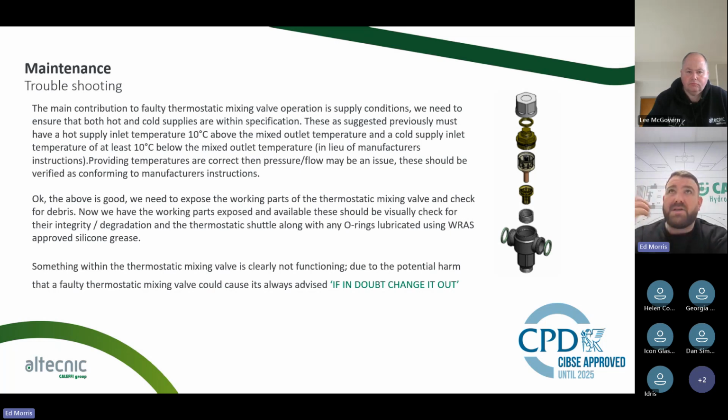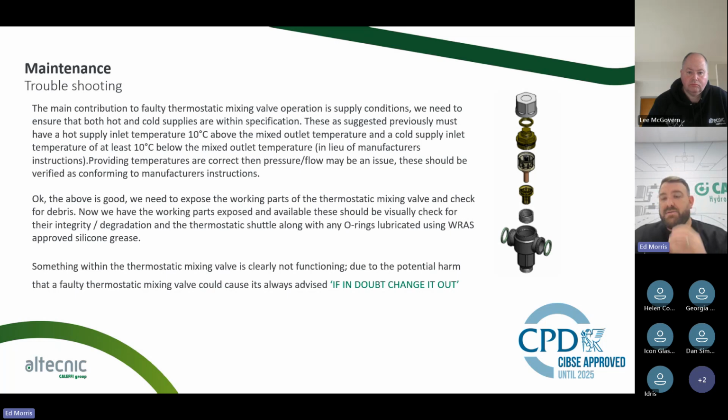As we said before, the valve is constantly modulating. It moves up and down. We have to make sure it's free to do so. We can lubricate the valve to ensure that it's done. If we put it back together and it's still not functioning, obviously there's something seriously wrong. And if this is the case, if there's any kind of doubt, swap the valve. It's a safety device at the end of the day. We don't want to run the risk of thinking, well, I'm not too sure if it's working or not. Just change it out. We're talking about scald protection here and making sure that people are safe within there.